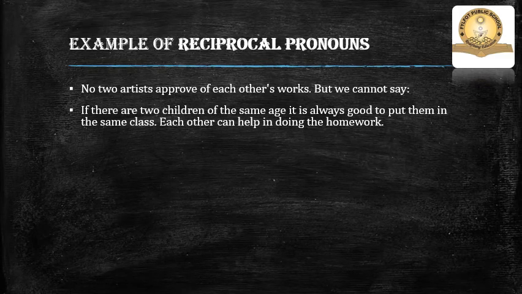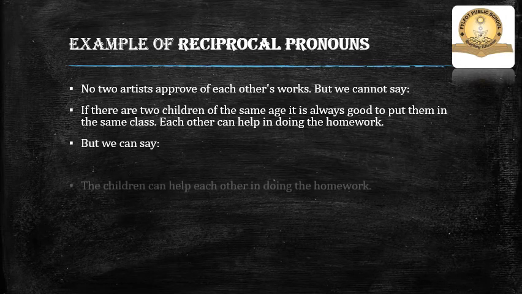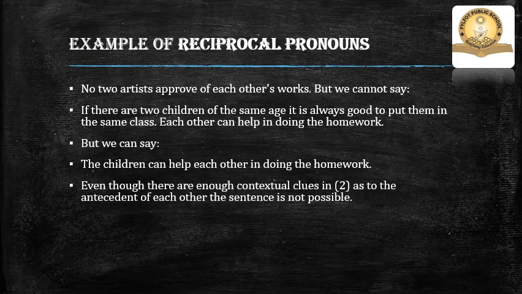If there are two children of the same age, it is always good to put them in the same class. Each other can help in doing the homework. Why? Because they can help each other in doing the homework. But we can say the children can help each other in doing the homework also. Even though there are enough contextual clues in the second as to the antecedent of each other, the sentence is not possible. Fine.